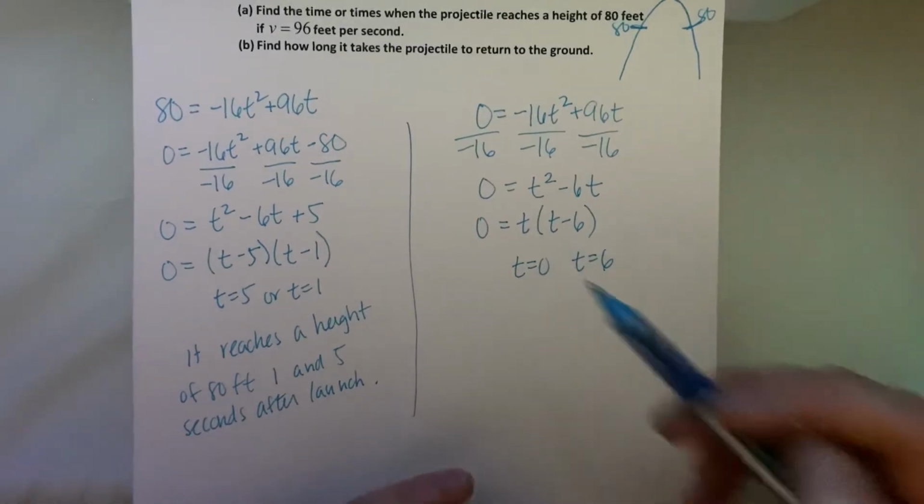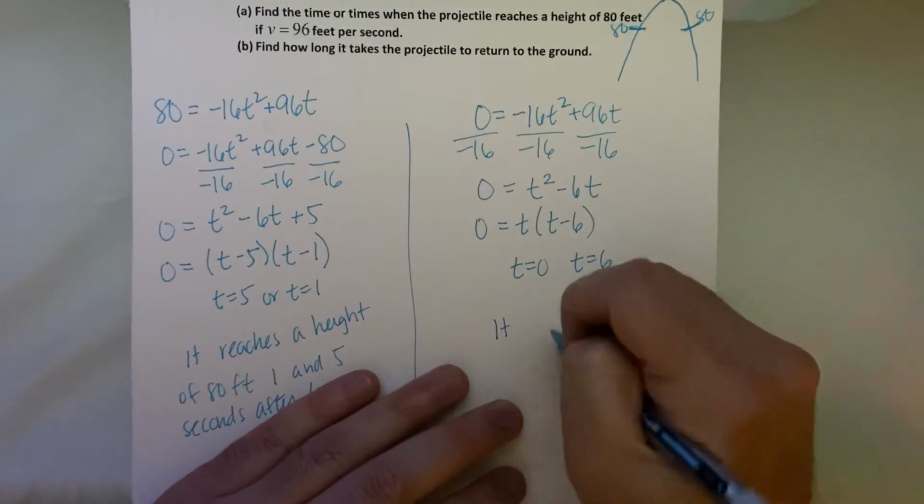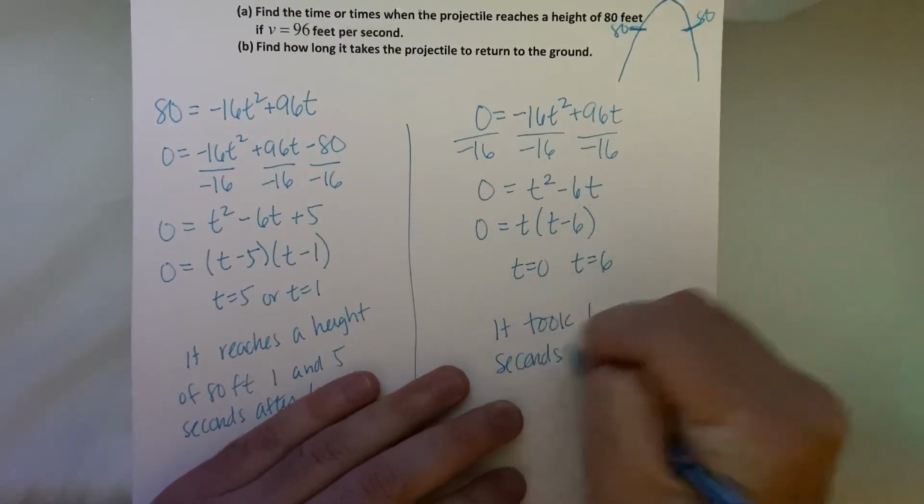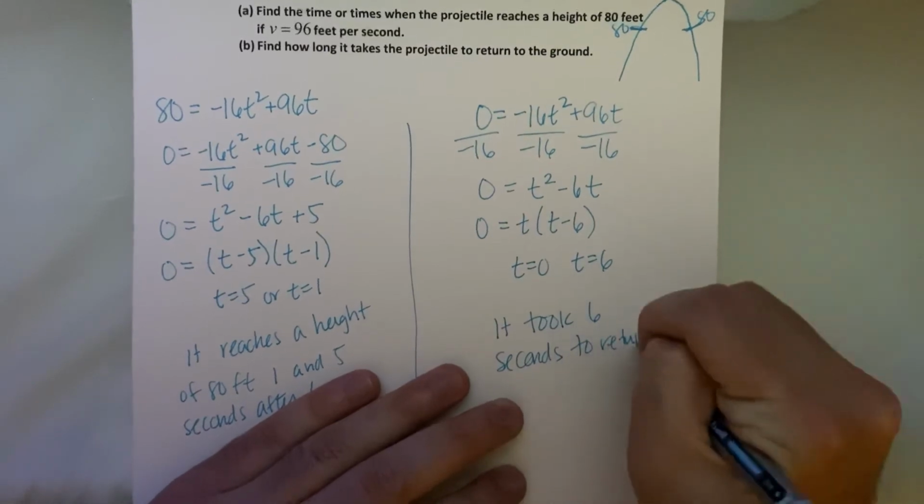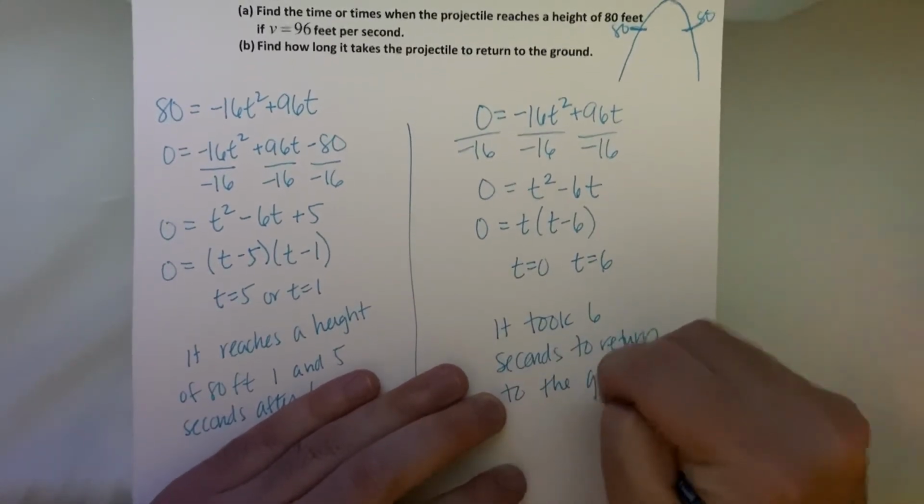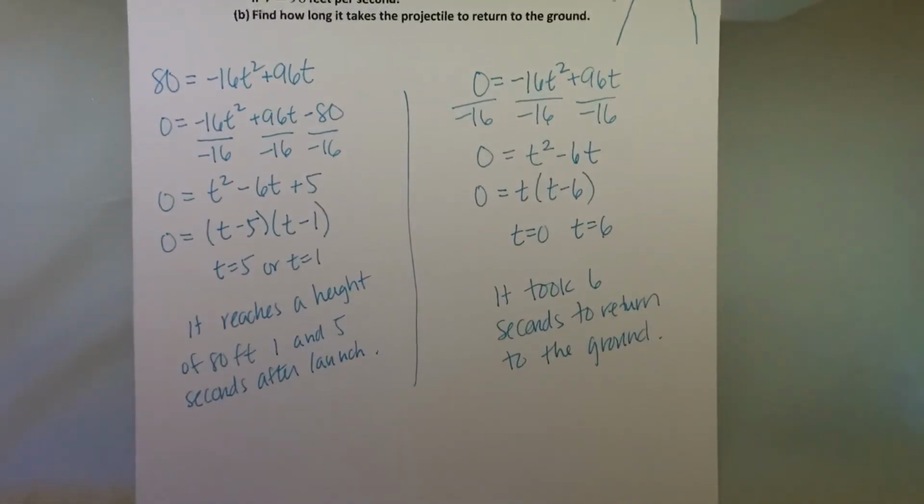Well, this is where it started. This is when it was launched. So the distance between those two, it took 6 seconds to return to the ground, which doesn't sound like a lot. But try throwing something in the air that's relatively heavy, not affected by air resistance, and see how quickly it falls to the ground if you want to measure the time.